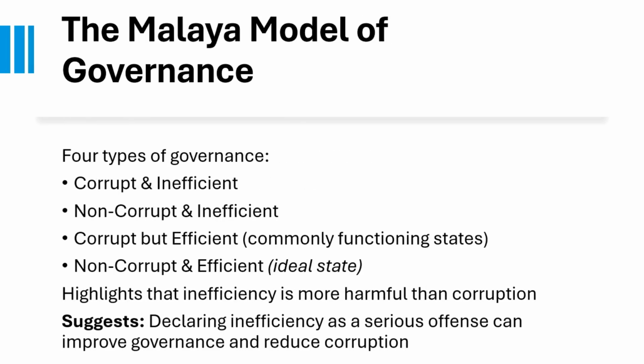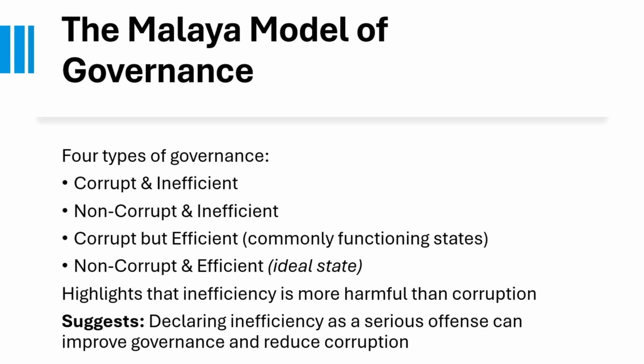Another model for efficient governance is the Malaya model. It divides governance into four types: corrupt and inefficient, non corrupt but inefficient, corrupt yet efficient, and non corrupt and efficient. But here is the surprising reality: many states actually function under the category of corrupt but efficient. Because even if corruption exists, the system still delivers results. But when inefficiency enters the system, everything collapses.